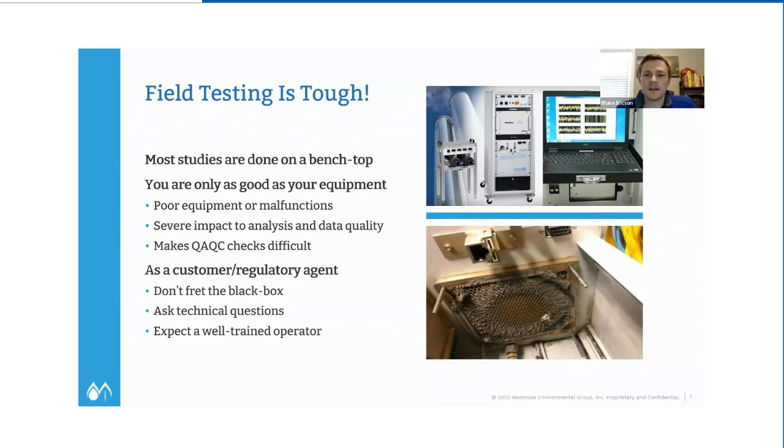I'll say this 100 times over. You could be the best spectroscopist, chemist, physicist, whatever you want to be, and you can run an FTIR, but at the end of the day, you're only as good as your equipment. So no matter how sharp you are, if you have poor sampling lines, poor sampling conditions, poor gases, regulators, you name it, the list goes on, you're just not going to get good data.